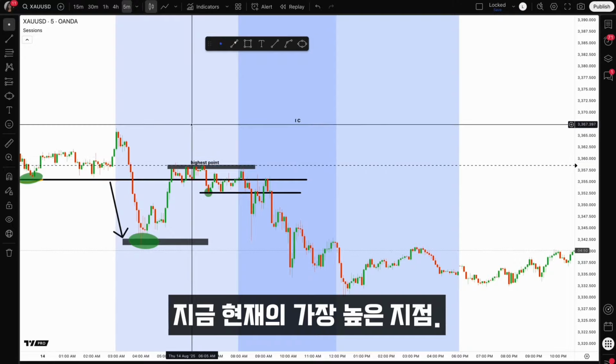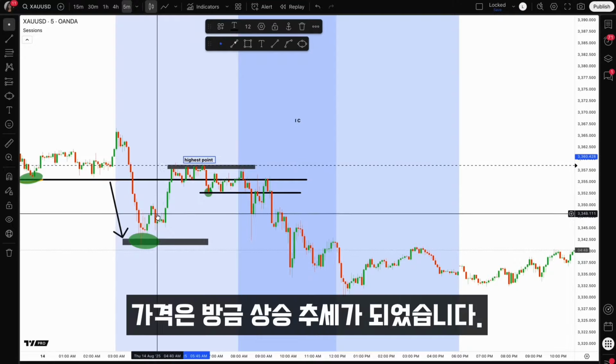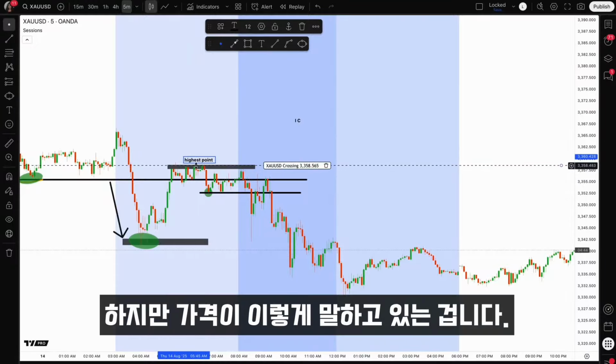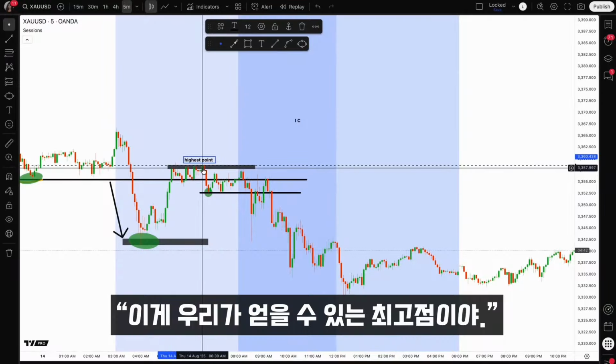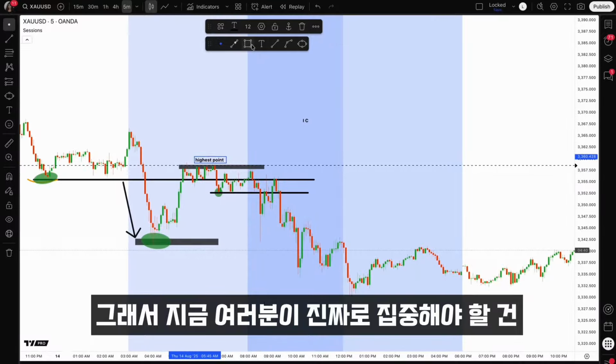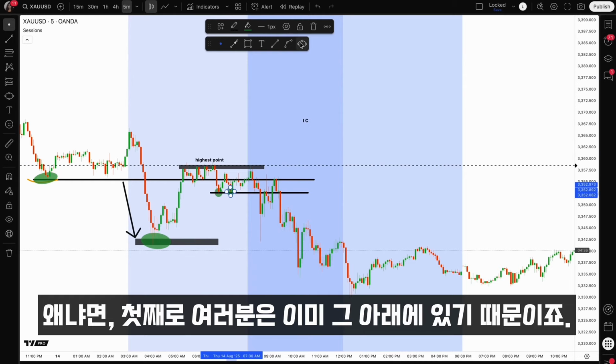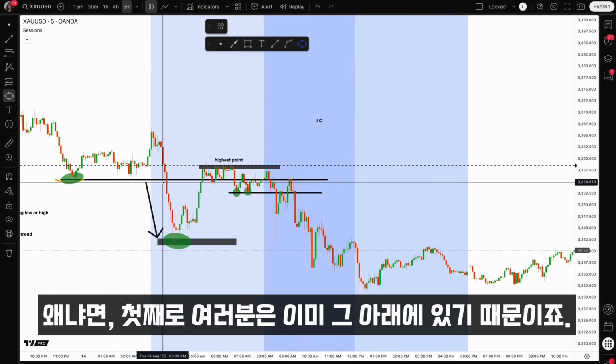This is your current highest point, right? And price just came up on an uptrend. So if it was going to continue, it would continue to go higher. But price is saying, hey, this is the highest point we get. So now all you really have to pay attention to is the support levels and making sure that these are getting broken, because one, you're already under that level.